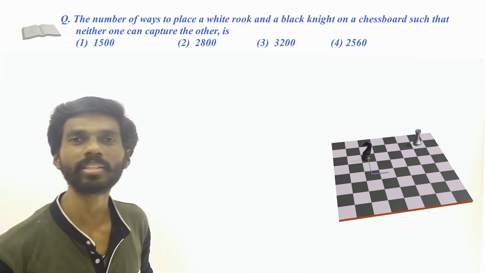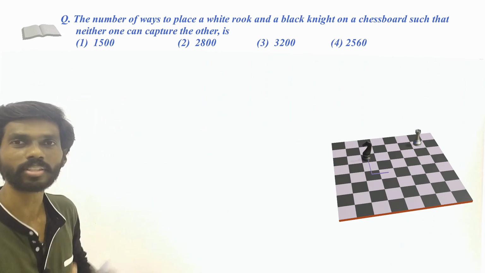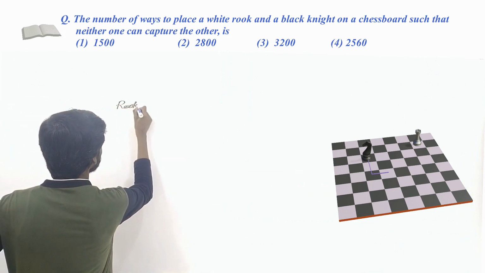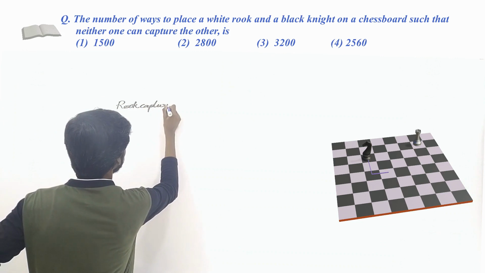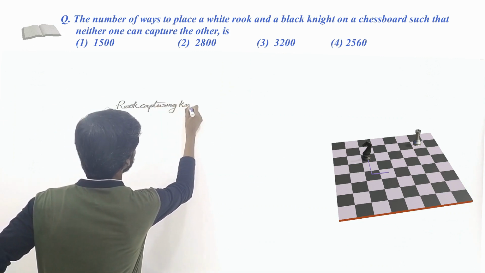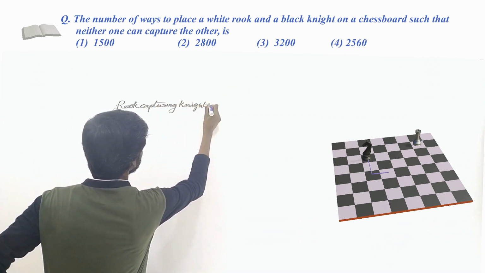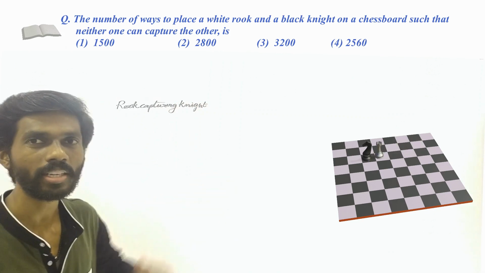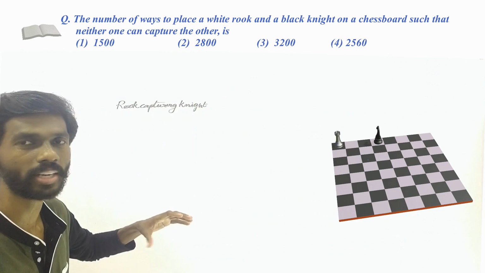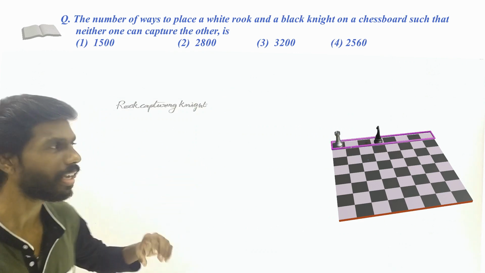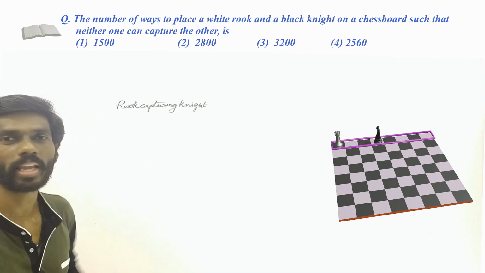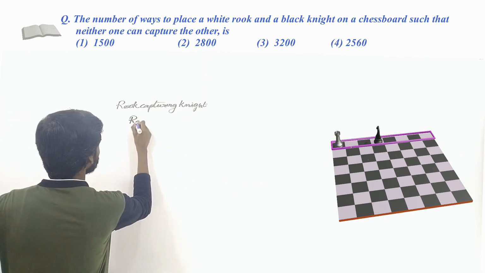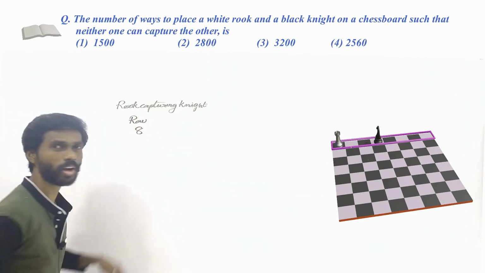Alright, so let us first consider the cases in which the rook captures the knight. So that is the first case, rook capturing the knight. The rook can capture the knight when both these pieces are placed on the same line. Let us select one of these horizontal lines, right? Each horizontal line is called a row. Let us select a row. One row can be selected in 8 ways because there are 8 horizontal lines. Alright, one row is selected.